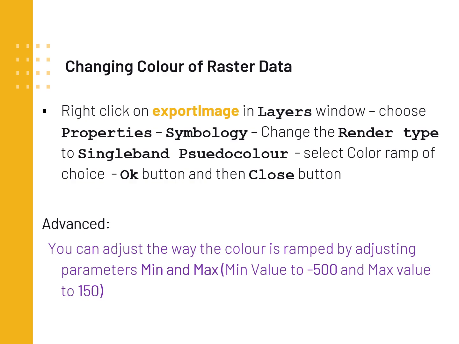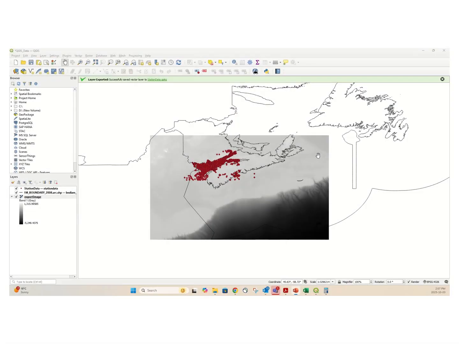See what that does to your map. You want to change this elevation data or bathymetry data to something other than grayscale. So again, how do we do that? Very similar to changing symbology as we did before.